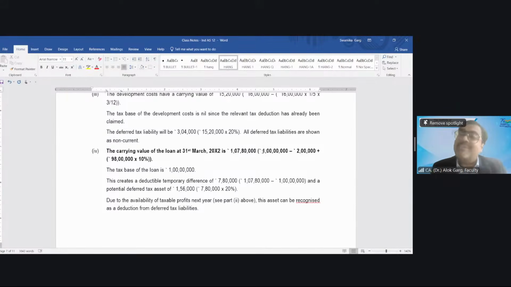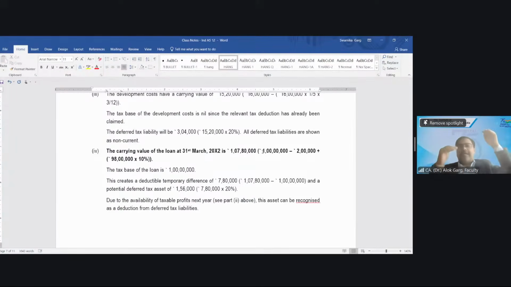But what is the tax base? The carrying value of the liability is 1 crore 7,80,000 at the end of the first year. But what is the tax base of this liability? 1 crore. Because the income tax department is saying that I will allow your interest expense only in the year of payment. I will not pass any accounting entry for interest. Second, for me, your loan amount is 1 crore. 2 lakh I have given you deduction. So 1 crore 7,80,000 versus 1 crore.